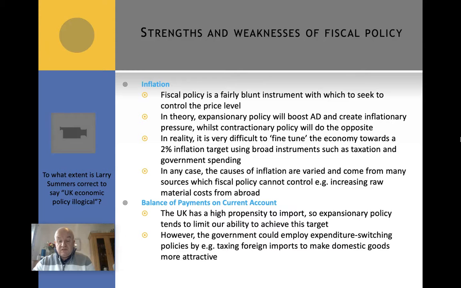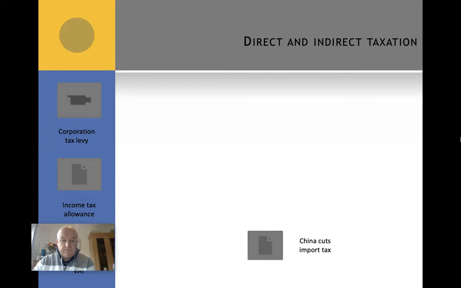However, in some cases, the government might choose to employ expenditure switching policies like taxing foreign imports to make domestic goods more attractive, and that clearly can be a policy that's used to try to influence that particular macroeconomic objective that the government might set for itself.